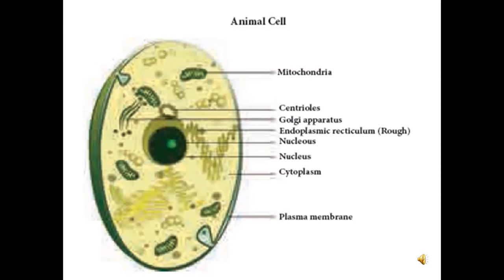So the parts of the animal cell are mitochondria, centrioles, Golgi apparatus, endoplasmic reticulum, rough endoplasmic reticulum, nucleolus, nucleus, cytoplasm and plasma membrane. These are the parts of the animal cell.